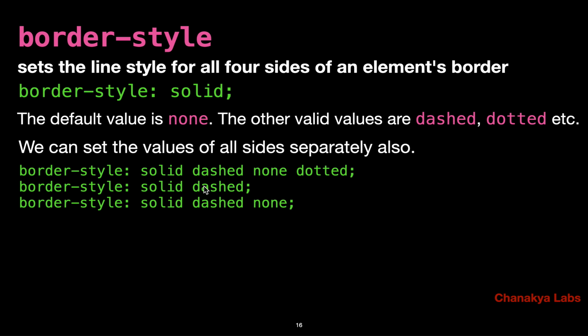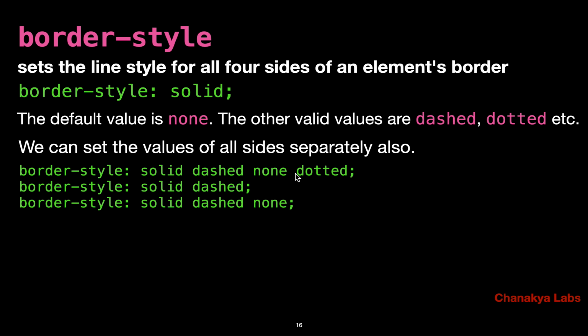Apart from that, we can set the values of all the sides separately also. Now this is confusing: we can set one value, as we saw, and there are also two values, three values, four values. What are these values? They are for the various sides. If you simply write border style solid, it means apply the solid style to all four sides of the border. However, if we give four styles, then these four styles will be applied to the four sides, so you can use different ones for different sides.